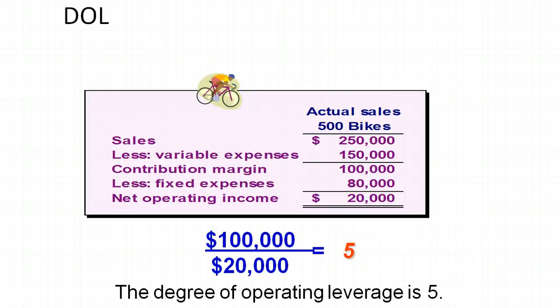I think I got a better example than that. How about this one? That was from your book. I think I put this one in because I think it makes a little bit more sense. Okay, so in this case, we have contribution margin of 100,000. We have EBIT of 20,000. So our degree of operating leverage is 5.